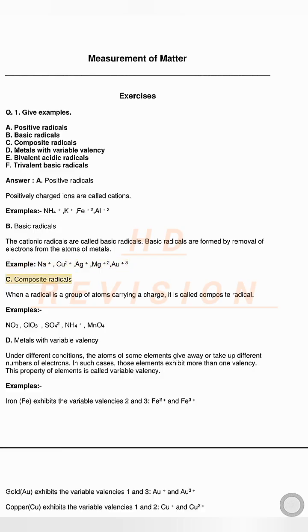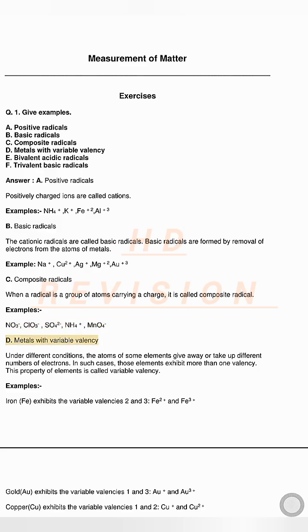C composite radicals. When a radical is a group of atoms carrying a charge, it is called a composite radical. Examples: NO3-, ClO3-, SO4 2-, NH4+, MnO4-.